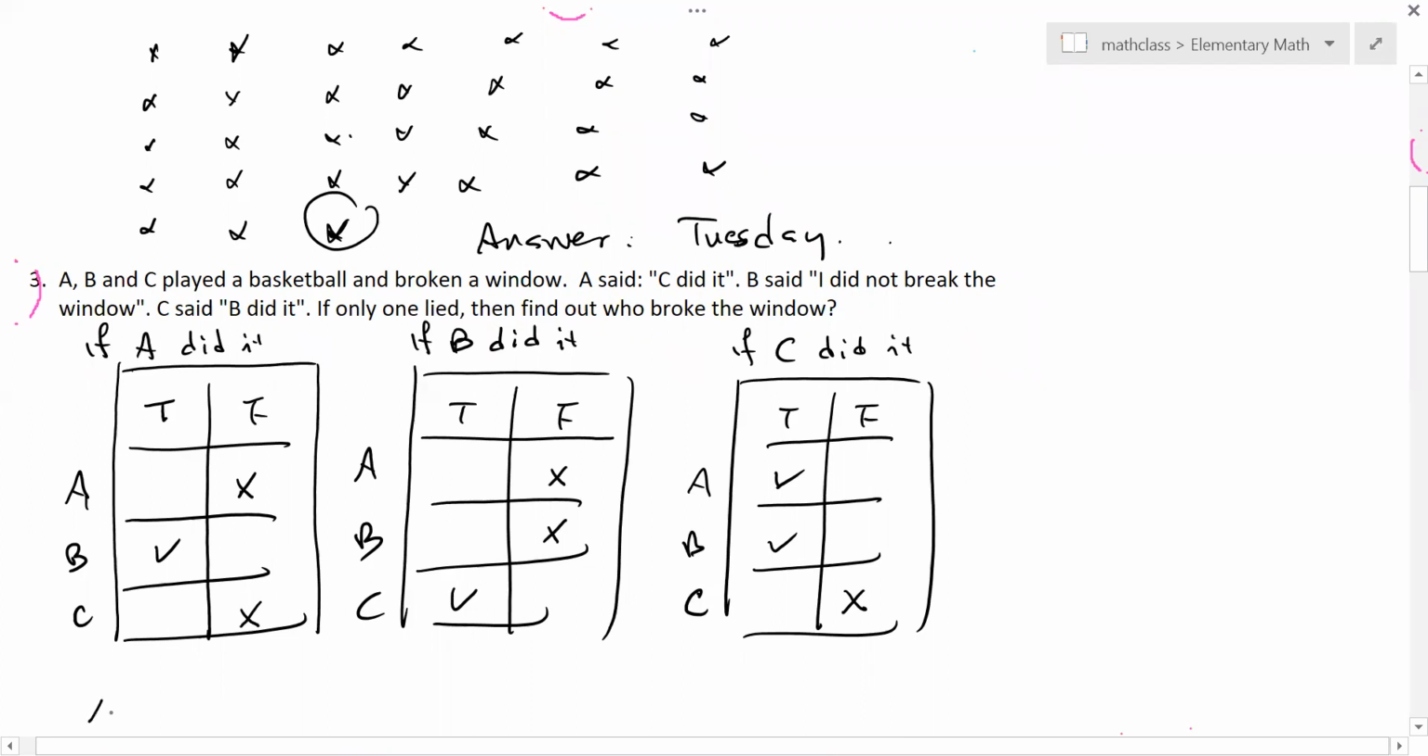So the answer is C did it. Okay, C broke the window. So this is the way we can solve the problem.